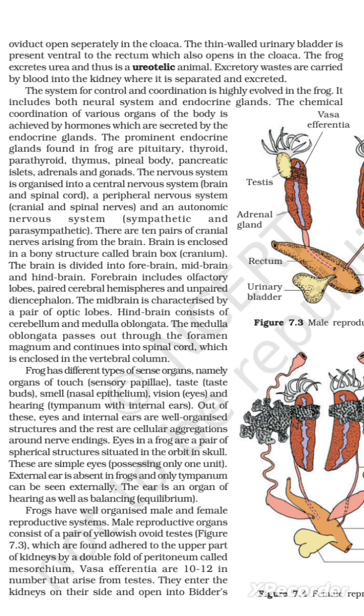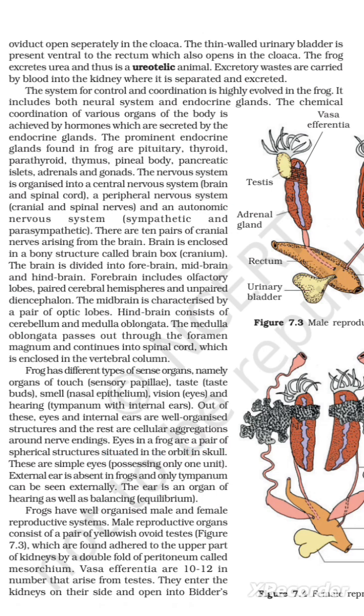The medulla oblongata passes out through the foramen magnum and continues into the spinal cord, which is enclosed in the vertebral column. Frogs have different types of sense organs, namely organs of touch, sensory papillae, taste buds, smell, nasal epithelium, vision, eye, and hearing, tympanum with internal ear. Out of these, eyes and internal ears are well organized structures, and the rest are cellular aggregations around nerve endings.